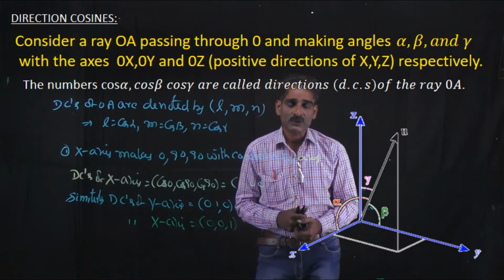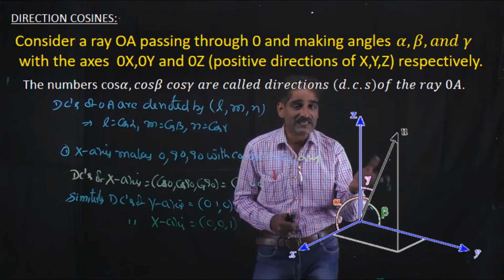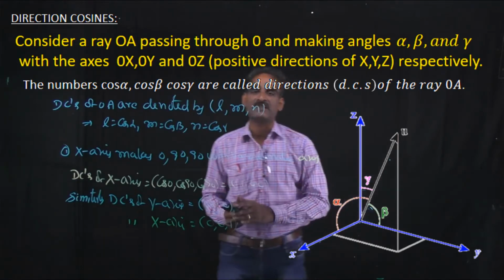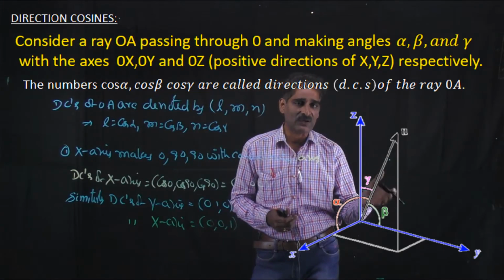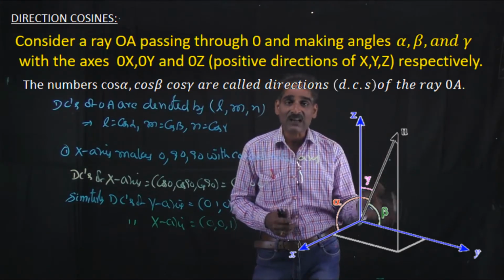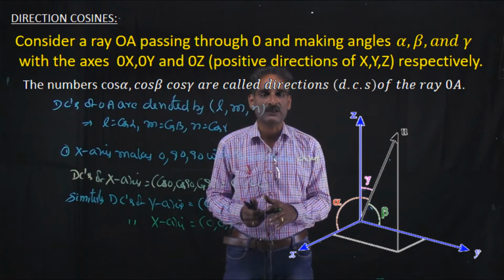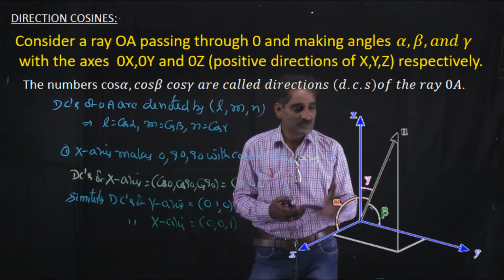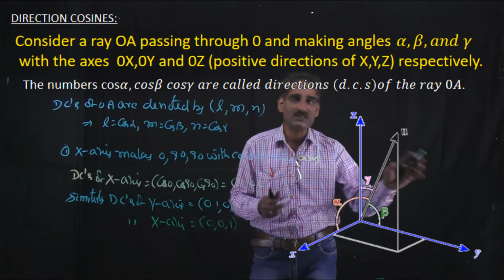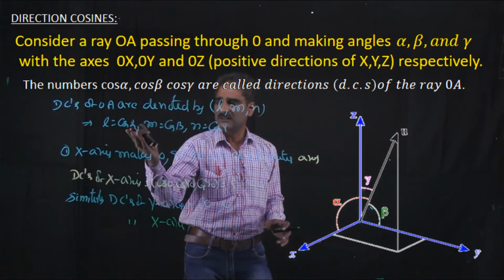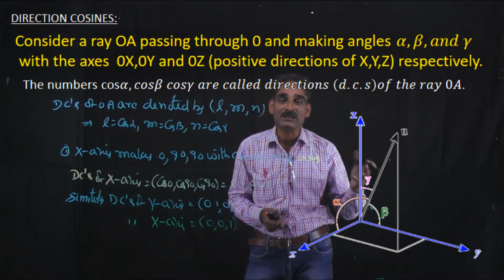If alpha is the angle made by the ray with the positive direction of the x-axis, it makes an angle pi minus alpha with the negative x-axis. Understand? On one side the angle is alpha; what about the remaining side? The same line makes alpha and pi minus alpha with the x-axis, one with the positive x-axis and another with the negative x-axis. So for the same line there exists another set of DCs. Here the angles are alpha, beta, gamma and the DCs are cos alpha, cos beta, cos gamma. What about the other set of angles? Pi minus alpha, pi minus beta, pi minus gamma.